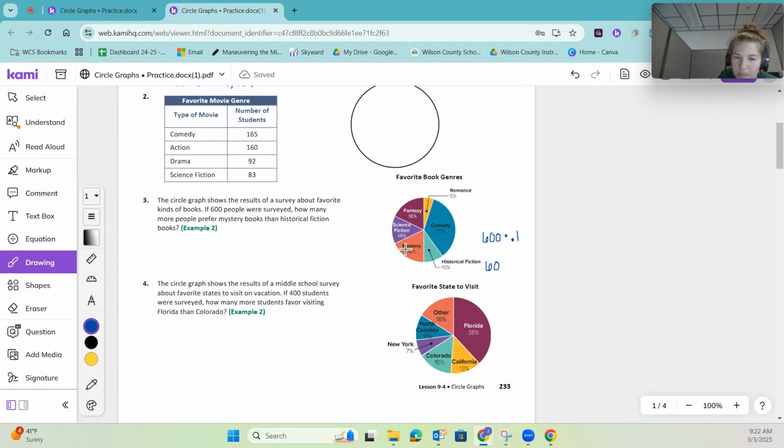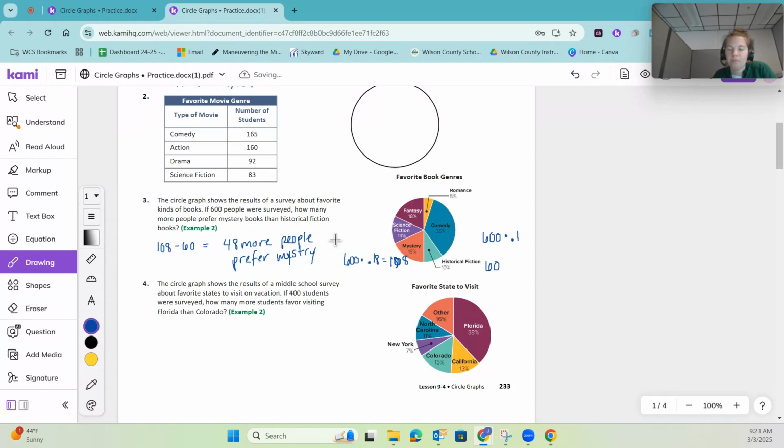And then I'm going to do the same thing here for mystery. I'm going to do 600 times 0.18, which is 18%. And that's going to give me 108 mystery books. All right, then it says how many more preferred mysteries. So now I'm going to subtract 108 minus 60, and that's going to give me 48 more people prefer mystery over historical fiction.